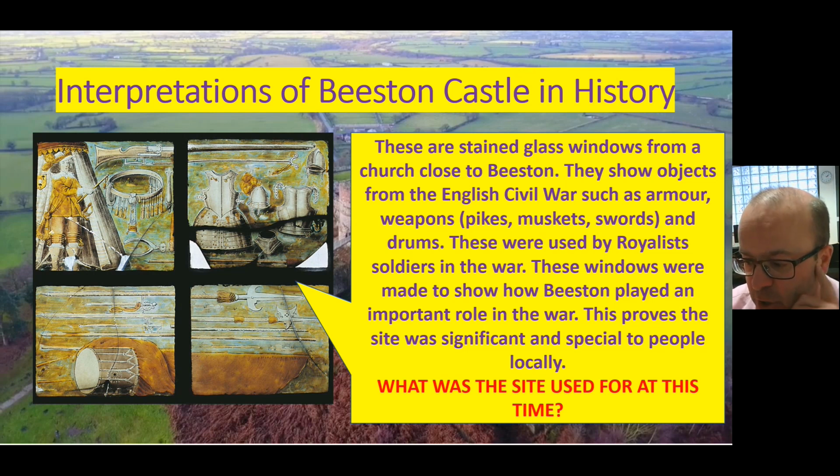So again, the red question is just a little prompt. What was that site used for at the time? Go away and revise and make sure you know the key facts about the Civil War and how Beeston was linked to it. But it shows the interpretation here is a really positive one. People remembered this castle fondly, important to local and national history because it was a national war it was involved in. The Royalist army were based there, and this just shows how they remember it.